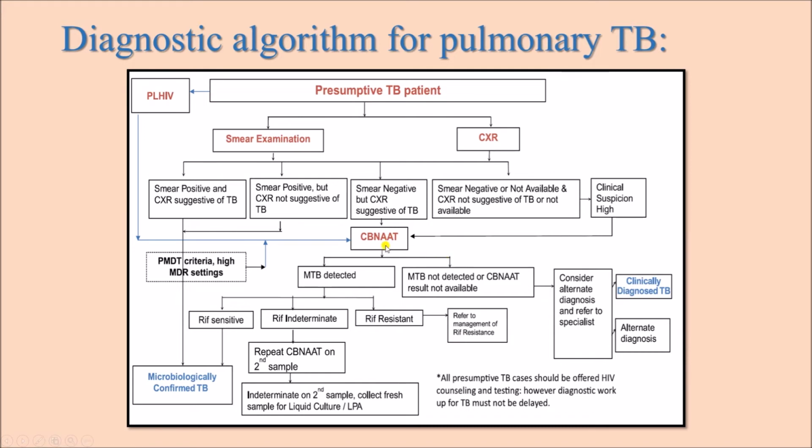If in the CBNAT result, we cannot detect the bacteria, then we have to consider alternate diagnosis. So that may be because of some other causes. So in that case, it can be a clinically diagnosed tuberculosis. That means we could not find it on different examinations like smear examination, chest X-ray or CBNAT. So this is tuberculosis diagnosed based on clinical findings, or an alternative diagnosis. Now this is the algorithm of pulmonary tuberculosis diagnosis. So this is quite easy if you understand what we are doing here.